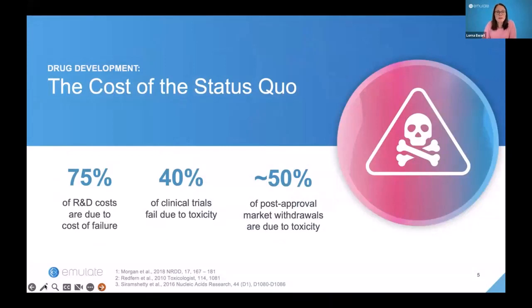So in terms of drug development, then, what's the cost of the status quo? If we just keep doing what we're doing, we'll still see similar figures as listed here in this slide. So about 75% of today's R&D costs are due to the cost of failure. 40% of clinical trials are failing due to toxicity, and around 50% of post-approval market withdrawals are also due to toxicity. So we need to find better ways to tackle this.